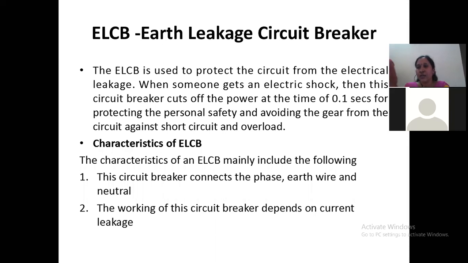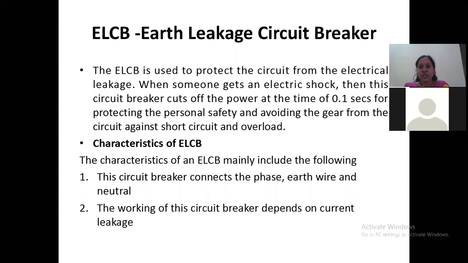Usually in case of industries or in case of any laboratories, we are going to have this earth leakage circuit breaker. Whenever someone gets shocked, automatically the earth leakage circuit is going to sense it, and it is going to break the circuit. So these are the characteristics. This circuit breaker connects the phase, earth wire and the neutral. So earth wire is different again, neutral is again a different one. Neutral is somewhat at a higher potential when compared to the earth.